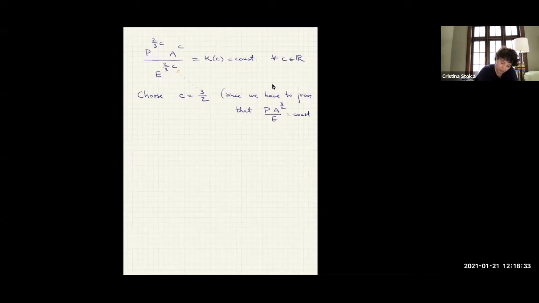So we choose 3 over 2. It implies that P to the power 2/3 times 3 over 2 is 1, A at 3 over 2 over E at 2 over 3 times 3 over 2 is 1, is a constant. Done. So that's it with this example.